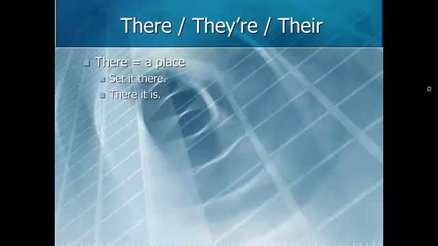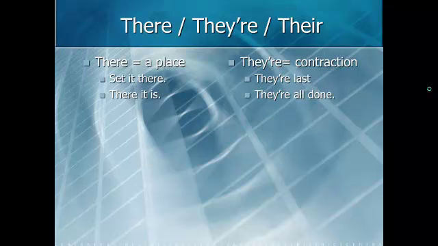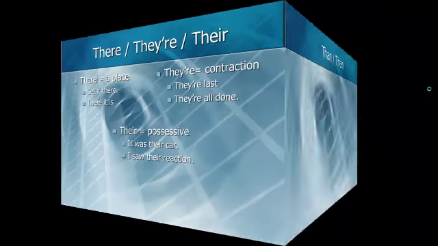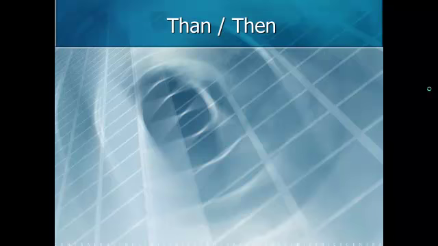There, they're, and their. Again, there should be no problem with these ones, but there is. There is a place. Set it there. Well, there it is. They're with an apostrophe is a contraction, and it's only used to replace the words they are. So, they're last. They're all done. Their, when it's T-H-E-I-R, is a possessive word. It belongs to them. It was their car. I saw their reaction.